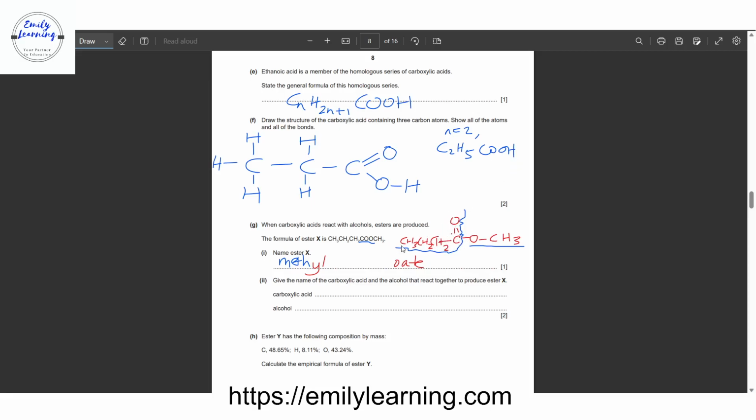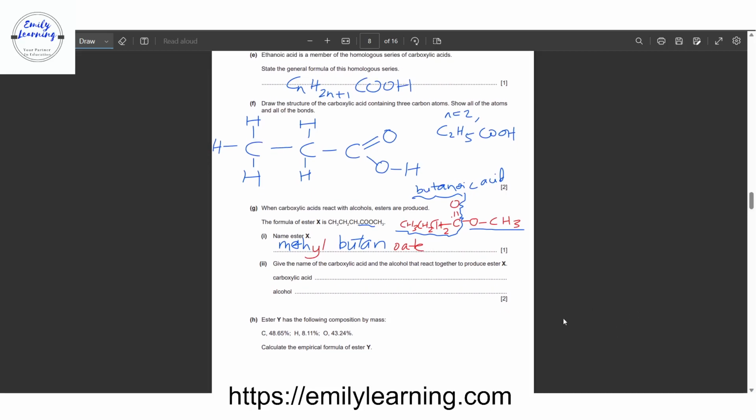So these 4 carbons make butanoic, right? This portion came from butanoic acid. When you name the ester, the acid part becomes -oate, so it's butanoate. So this ester X is called methyl butanoate.